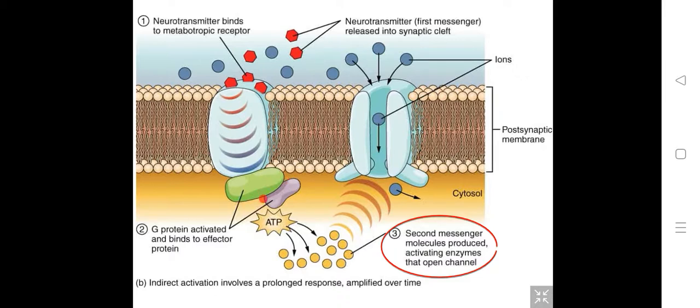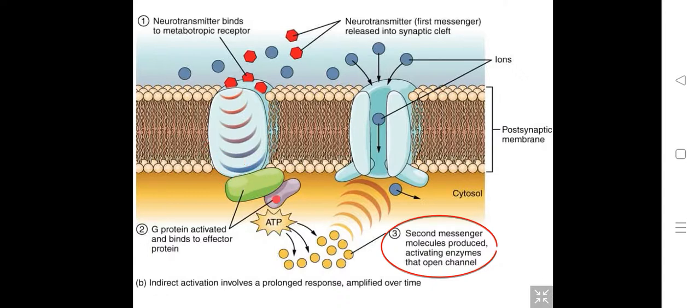No, G proteins are not enzymes. G proteins are not enzymes. G proteins are bound to guanosine triphosphate or diphosphate, unlike cyclic guanosine monophosphate. Okay? So the G protein here is very different from these little enzymes. You see the difference? So the G protein sits bound to this receptor.